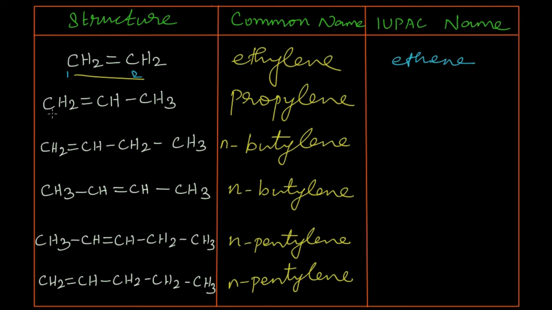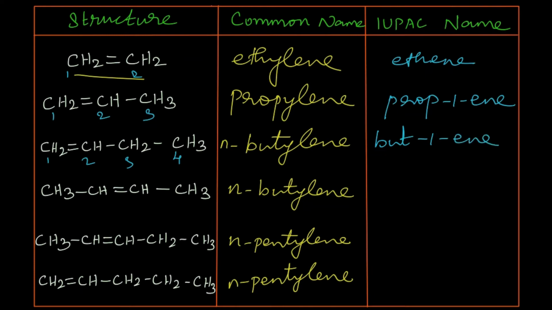And for this compound, 1, 2, 3. 3 carbons are there. So, prop. In which carbon is the functional group present? The first carbon. 1-ene. Prop-1-ene is the IUPAC name. And for this compound, 1, 2, 3, 4 carbons are there. So but. To which carbon is the functional group attached? First carbon. We should not say it as the third carbon. First carbon. But-1-ene.